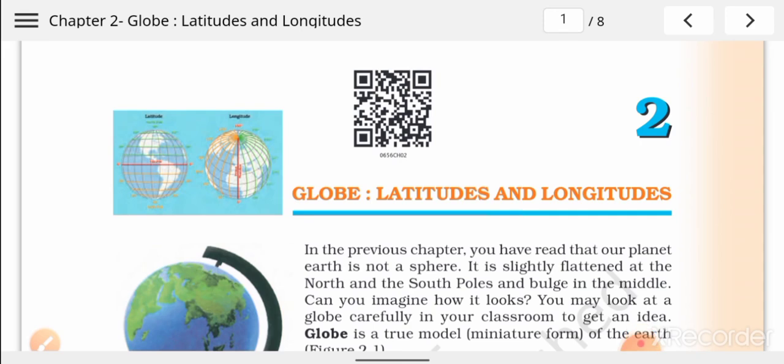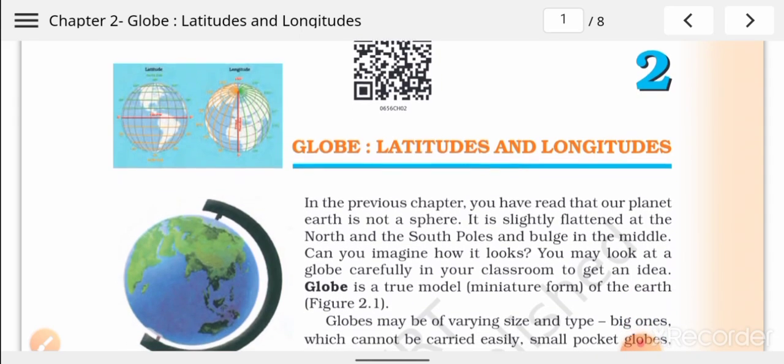Today we are going to study about the latitudes and longitudes that are drawn on the globes, and the globe is the model of the earth. Why we use a globe and how many types of globe there are, we are going to study about it.